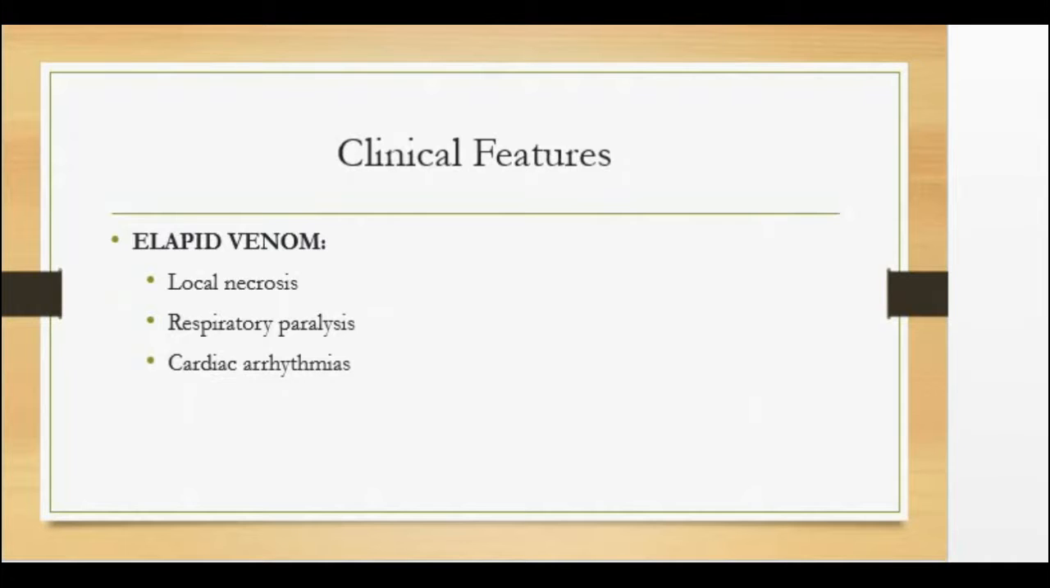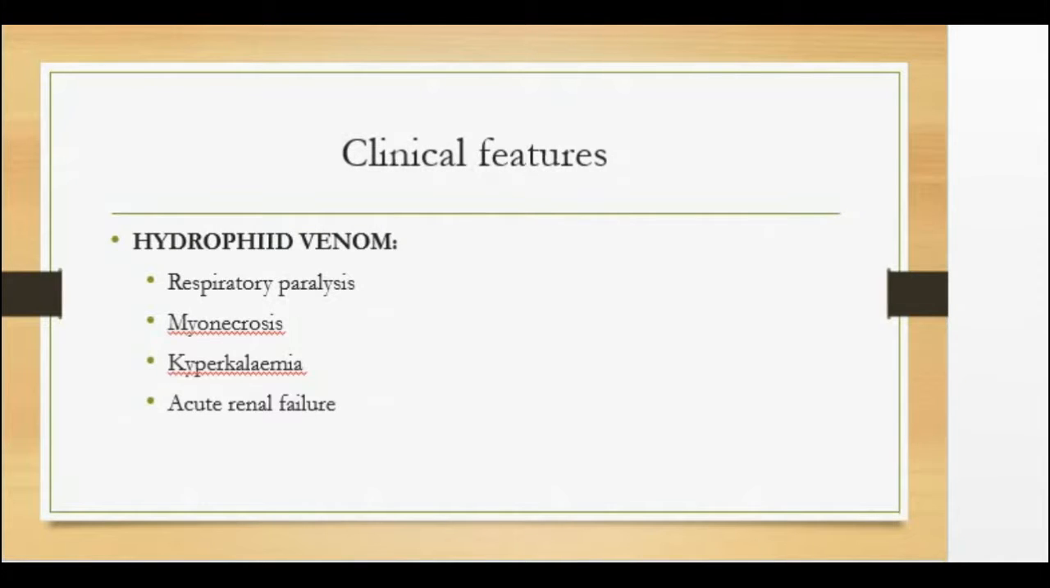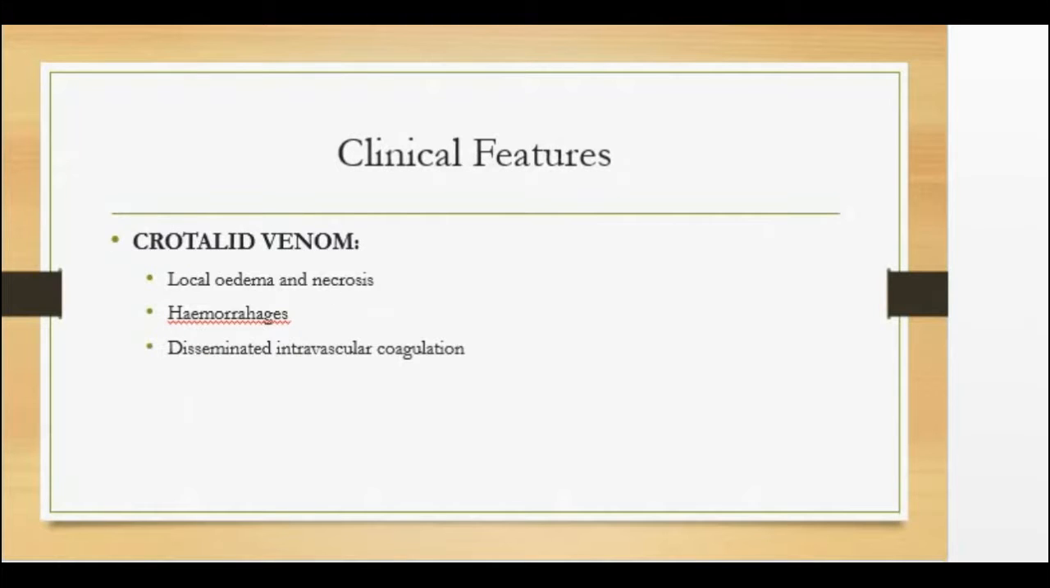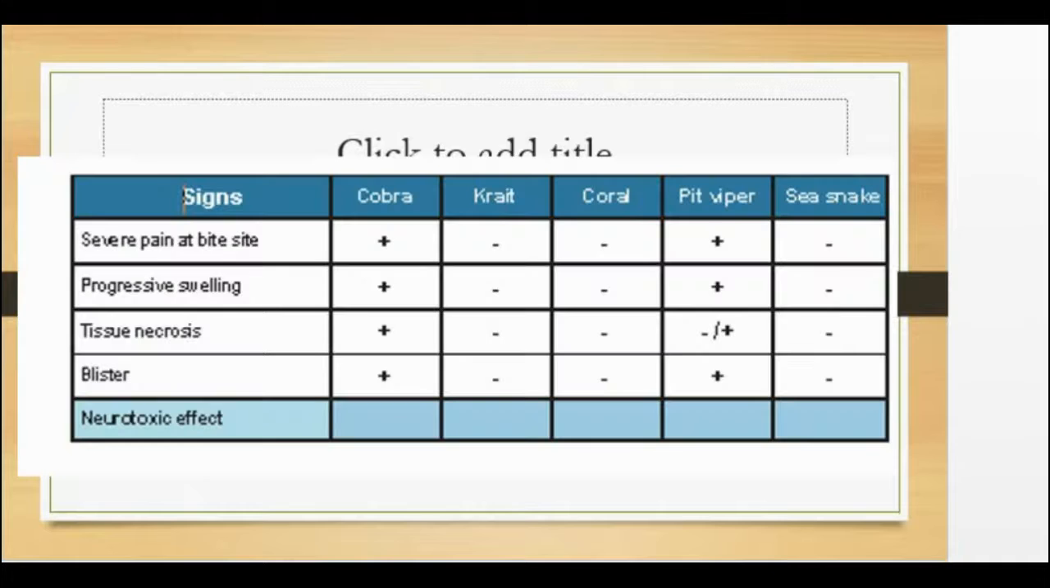For the elapid, the most common presentation is local necrosis, respiratory paralysis, and also cardiac arrhythmia. Meanwhile, for the hydrophiid venom, the patient may present with respiratory paralysis, myonecrosis, hyperkalemia, and also acute renal failure. Meanwhile, for the crotalid venom, may present with local edema and necrosis, hemorrhage, DIVC.